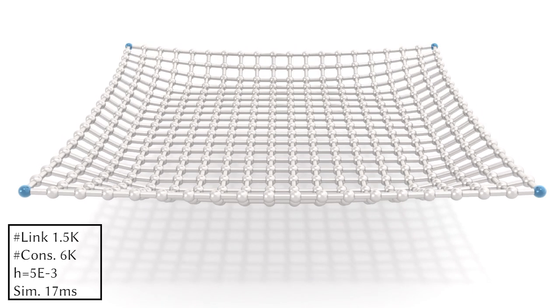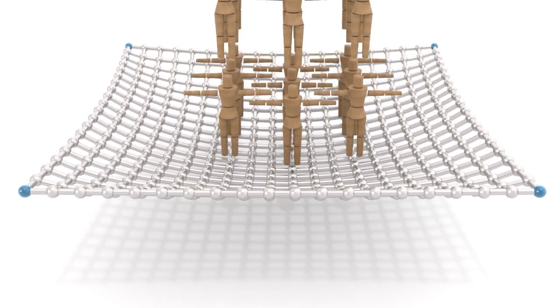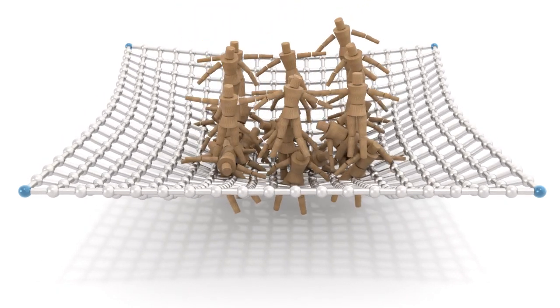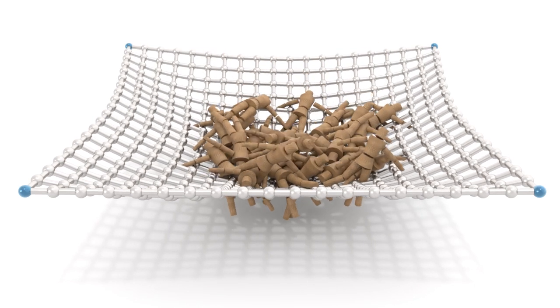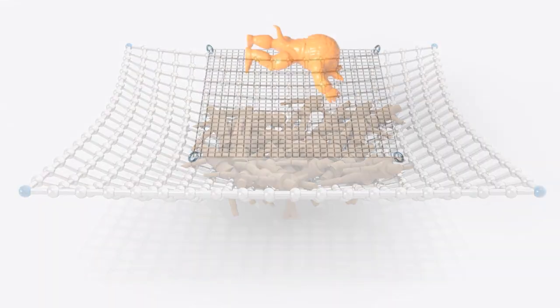In this example, 27 ragdolls collide with a corner pin joint net. The scene has dense impacts, so we use a smaller time step for collision detection.